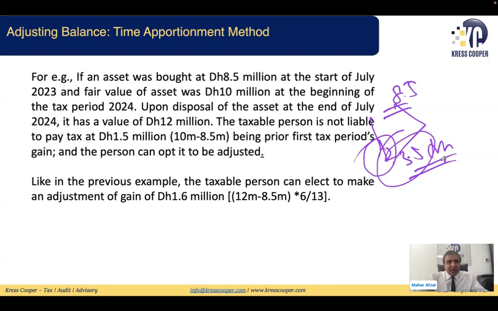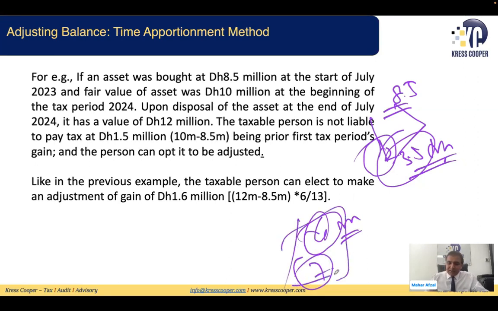The asset was bought at 8.5 million at the start of July. July, August, September, October, November, December, 6 months before the introduction of the corporate tax law. Then the asset was sold at the end of July, 7 months after.